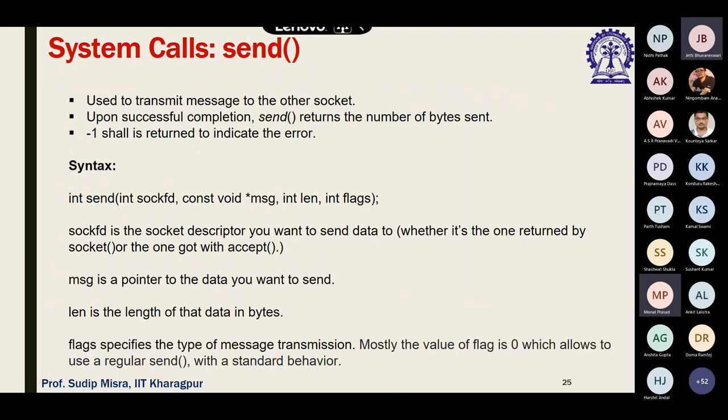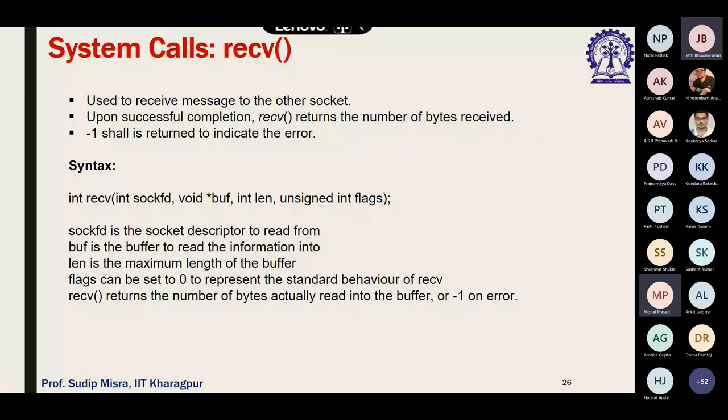Okay, now comes the send and receive. Now the connection has been established. The client and the server are going to use these send and receive functions for sending the messages. The send function is used to transmit the message to the other socket. Upon successful completion, send returns the number of bytes that are sent, and if there is an error, -1 is returned. Like before, these are the different parameters taken by the send function. Please go through them, and similarly you have the receive function, which is used to receive the messages of the other socket.